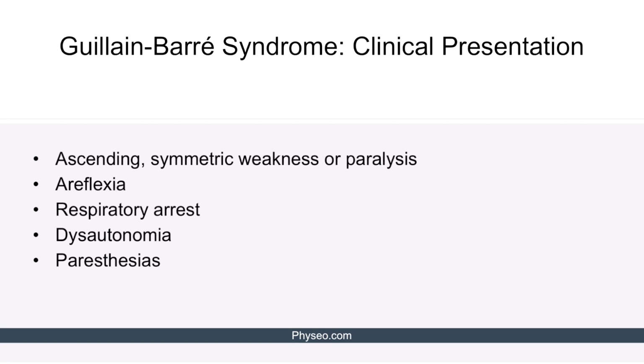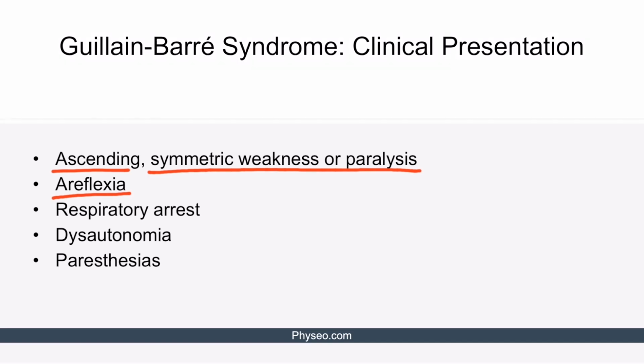Clinically, Guillain-Barré syndrome presents as ascending, symmetric weakness or paralysis, and areflexia. Now, the ascending pattern weakness is in contrast to the descending pattern of weakness that you'd see in botulinum toxin. Now, the symmetric nature of the ascending pattern of weakness is in contrast to the asymmetric ascending weakness seen in polio. Remember, polio is very asymmetric, but this is symmetric. Hence, pay careful attention to the pattern of weakness in this disorder.